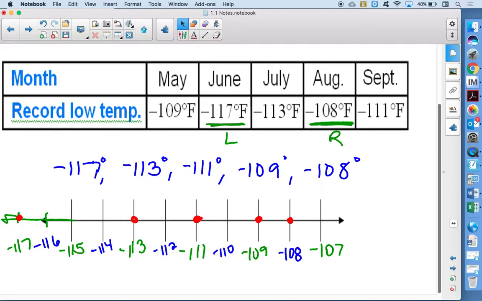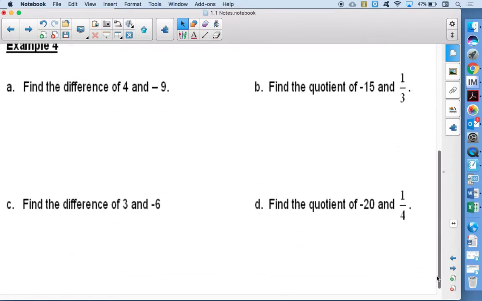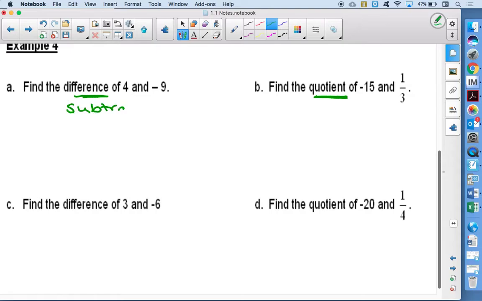So I'm going to skip the definitions at the bottom, but I think there are like 4 problems on the next page. There are 2 keywords here. We have difference and quotient. What's difference mean? Subtraction. So difference means to subtract. It wants us to find the difference of 4 and negative 9.